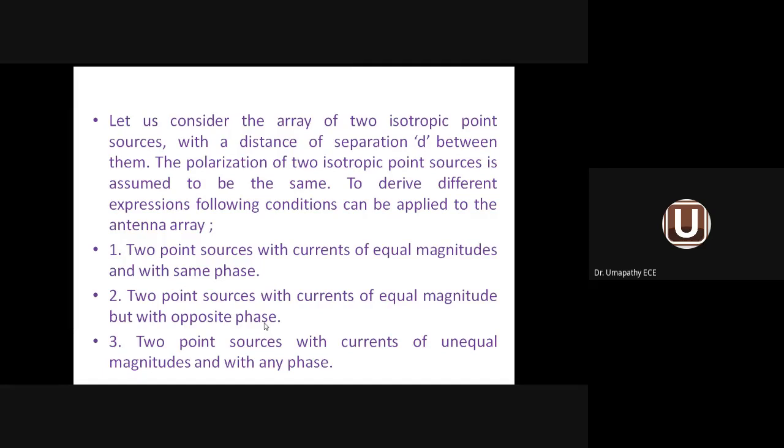So why should I go for a radiation pattern? By seeing the radiation pattern, I can tell in which direction maximum radiation is available, in which direction minimum radiation is available. By looking at the radiation pattern, I can judge, I can conclude the performance of that particular antenna under such a condition that we are going to see now. So case 1.